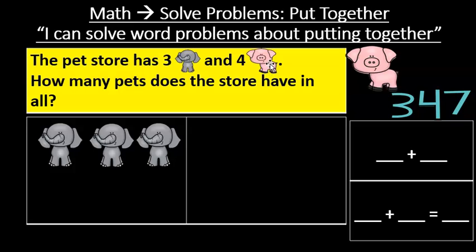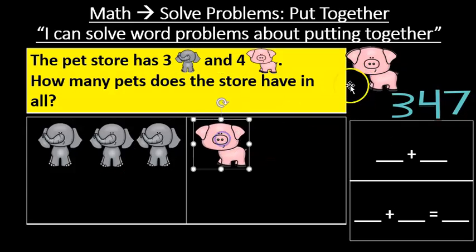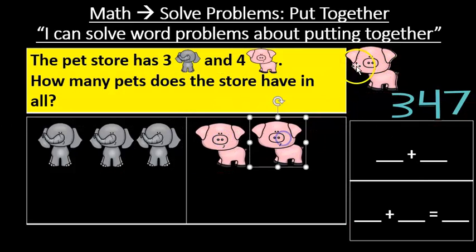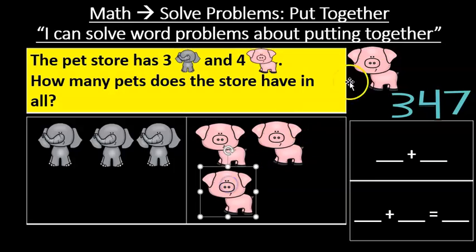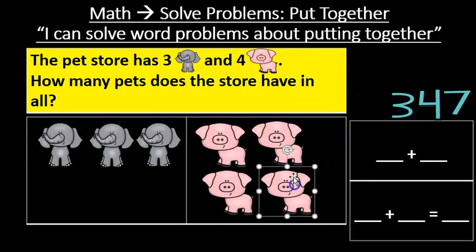Now, boys and girls, how many pigs does the pet store have? 4. Good job. So now we got to put 4 pigs in here. Let's count. 1, 2, 3, 4. We now have 4 pigs there. Now, boys and girls, our picture diagram is complete.